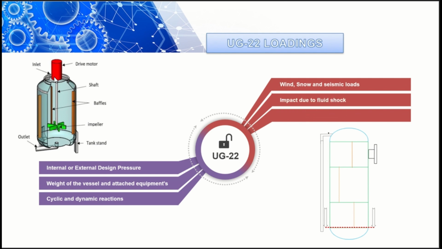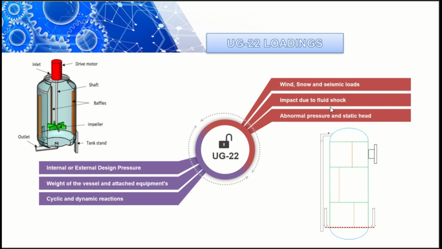And the next one is impact due to fluid shocks. Anyway, we are using pipes, right? The fluid flows from the nozzle to this pipe. Due to sudden change in area, the fluid directly hits this pipe, so it will create some shock loads. That is nothing but fluid shock loads. So we need to consider the impact due to fluid shock loads also. All these we need to consider.